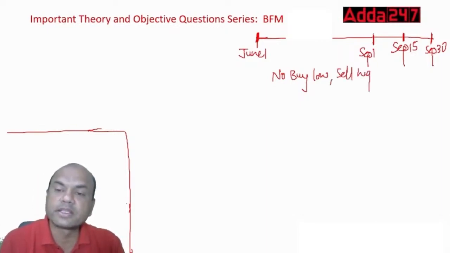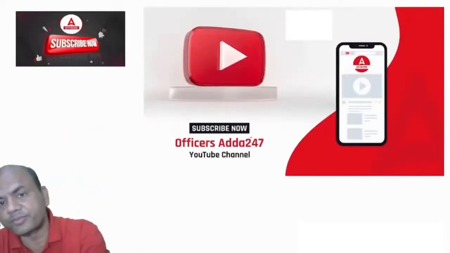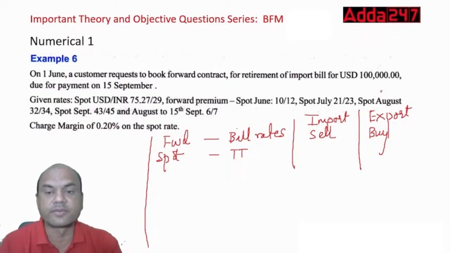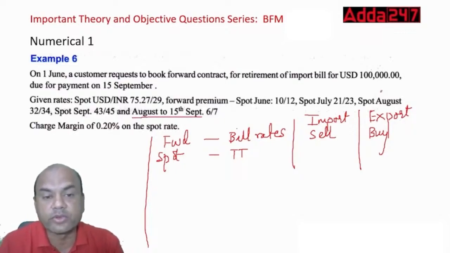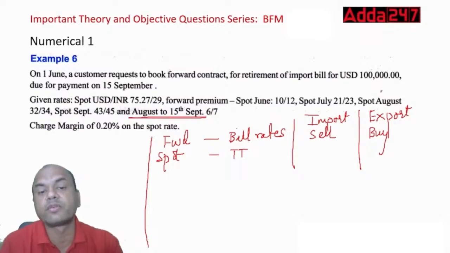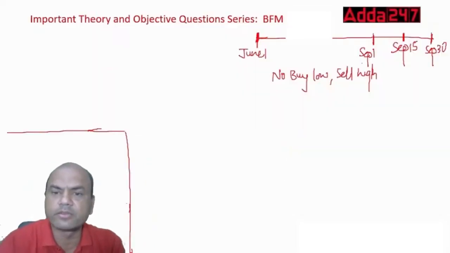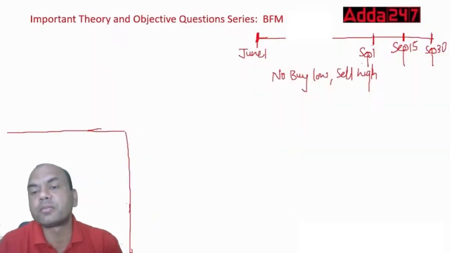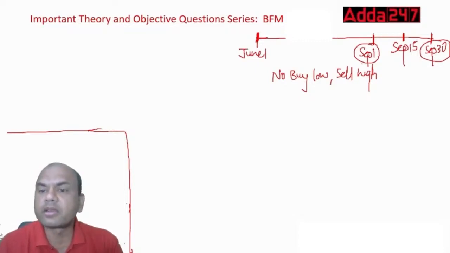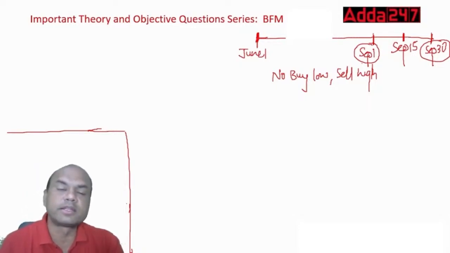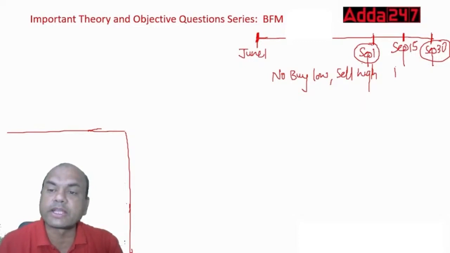Why don't use it? Because the rates are already given over here. Look at this. If you look at the forward rates, the last rate is for 15th September. So exact rate is available for 15th September. When the exact rate is available, you need not do buy low sell high. Buy low sell high is done when the rates of September 1 and September 30th are available but you don't know the exact rate of September 15. Then we'll do buy low sell high. But here we have the exact rate of September 15. It's already given. So now, how to get this exact forward rate?